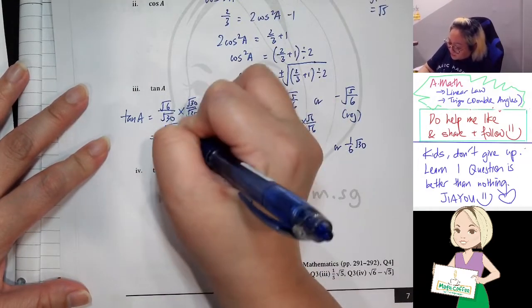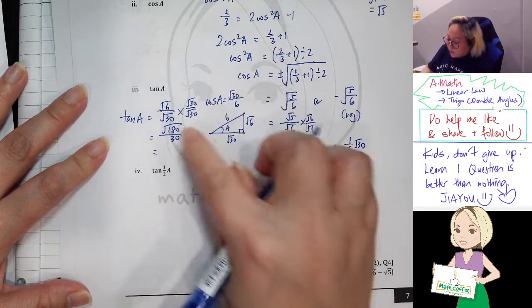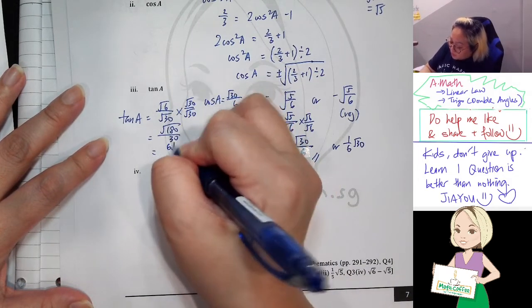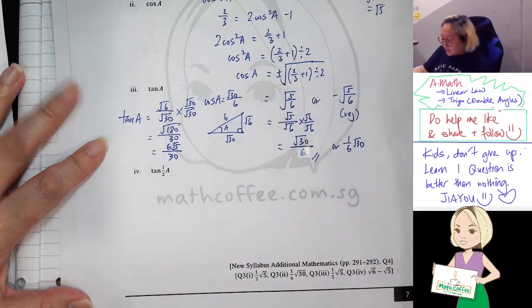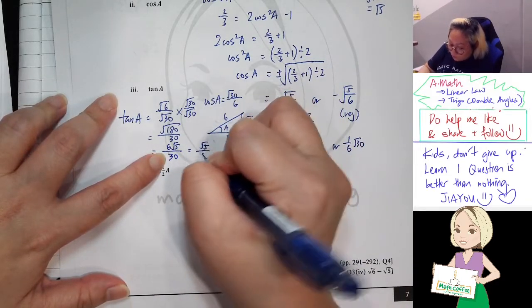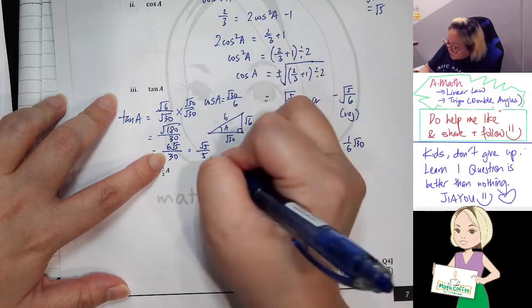It is square root 180 over 30. Square root 180 can change to 36 times 5. So it's 6 square root 5 over 30. And 6 and 30 can simplify, so it becomes square root 5 over 5. And we are done.